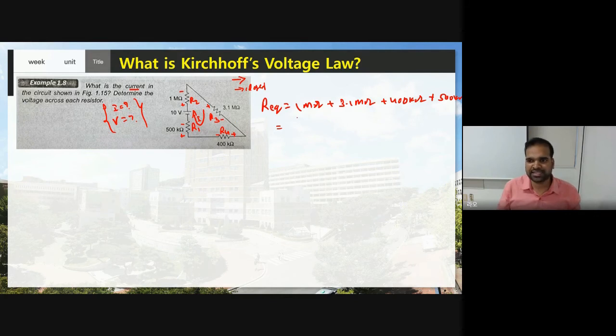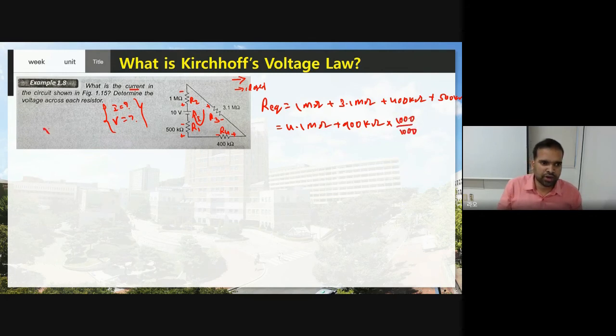I already discussed this in my previous lecture. So 3.1 plus 1, you can write 4.1 mega ohm plus 400 plus 500, that is 900 kilo ohm. Yes or no? Yes. Now you need to convert this kilo ohm to mega ohm, or you can convert mega ohm to kilo ohm. I prefer to convert kilo ohm to mega ohm. How can I convert? Simply I am writing 1000 by 1000.